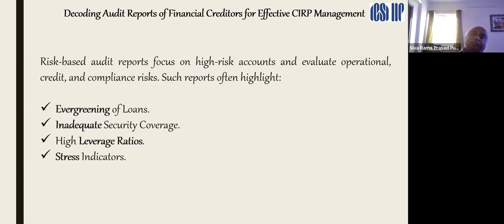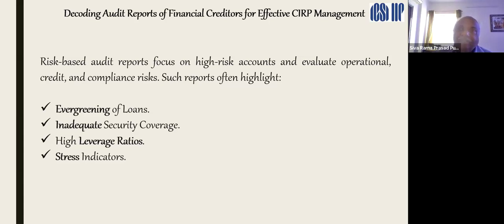Inadequate security coverage. Once the loan is given, whether the loan is fully secured or half secured or 25% secured. Suppose the bank has given 100 crores. Whether collateral security like land and buildings, plant and machinery, stock and other things, the 100 crores is there or not. If not, then the auditor will mention it in the risk-based internal audit. Suppose for one company the security given is 50 crores, but the loan is 100 crores, then that is not correct.